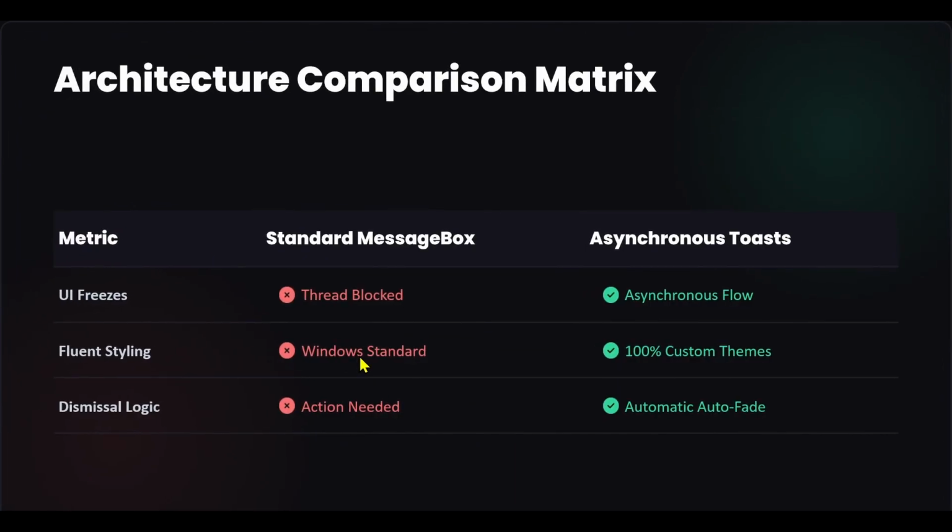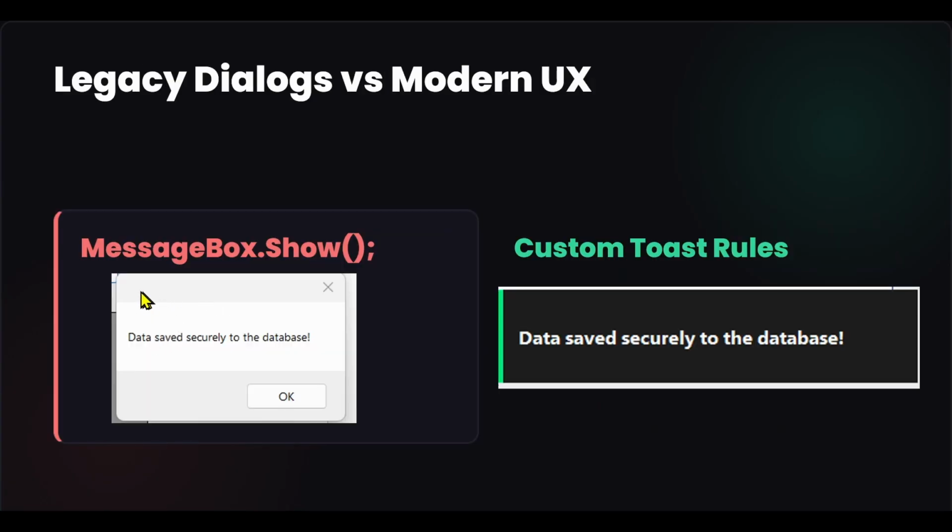Next is styling. The message box uses the Windows standard, whereas the toast form has 100% custom themes. You can see a sample. It is a standard Windows color, whereas in the toast form, whatever color you want, you can customize it.